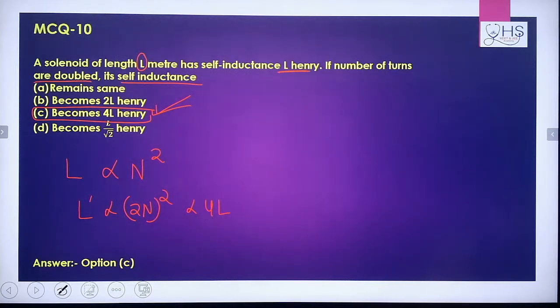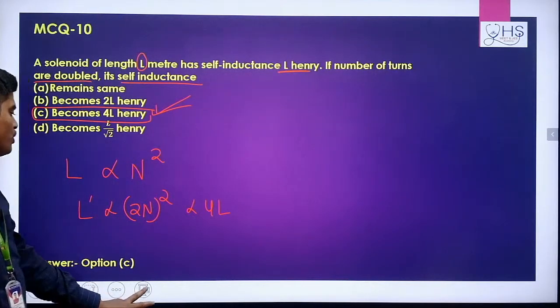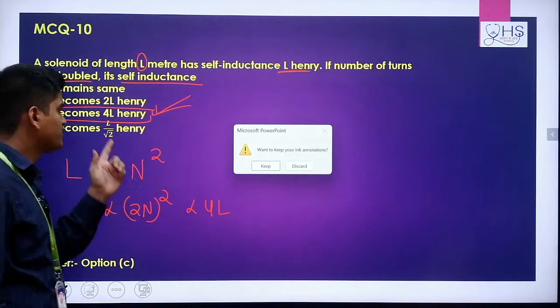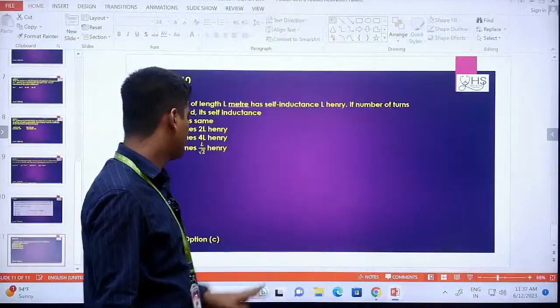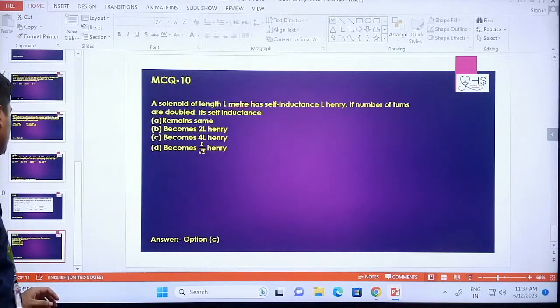Okay. So I hope you understand. L is directly proportional to n square. If n is doubled, then what will happen? n square will happen.